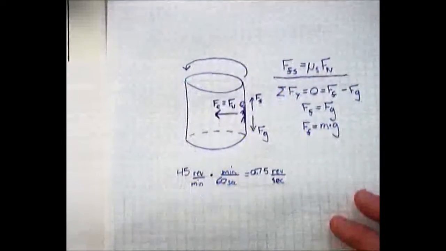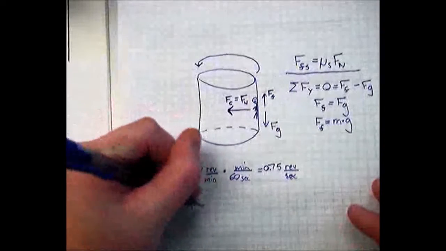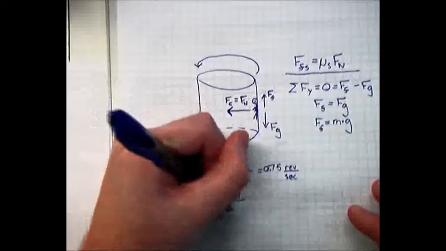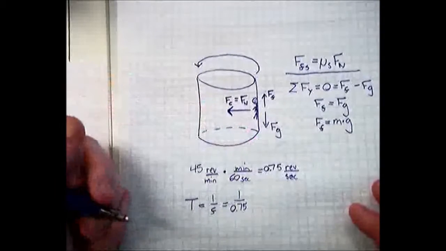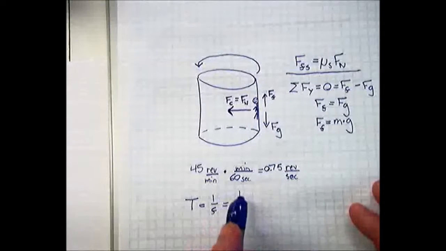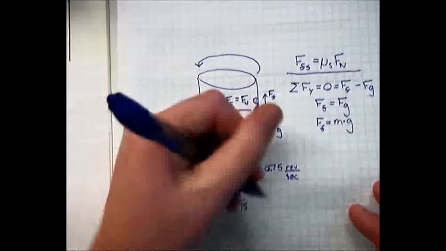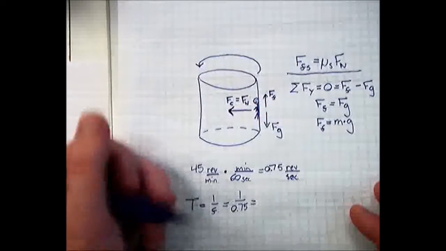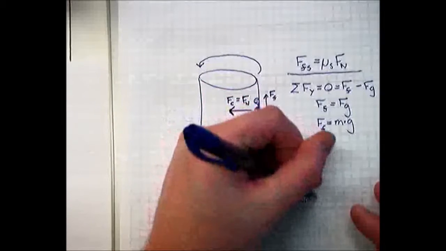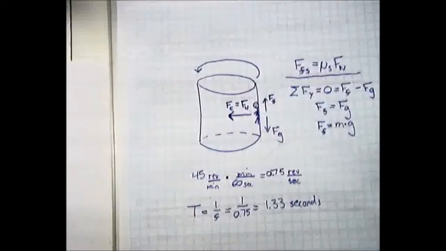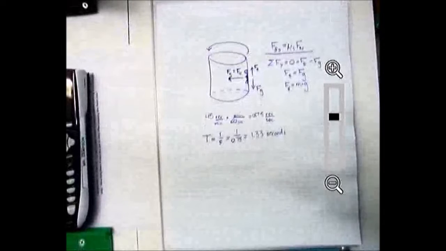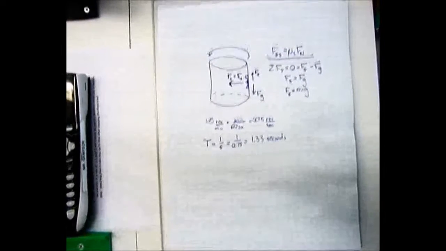All right, we want period, which is seconds per revolution. So that's just going to be 1 over our frequency, which is 1 over 0.75 revolutions per second. If we take the inverse of this, we would get seconds per revolution. So this is 1.33 seconds, and that's our period, the time that it takes to do 1 revolution around the circle. So we have our period.